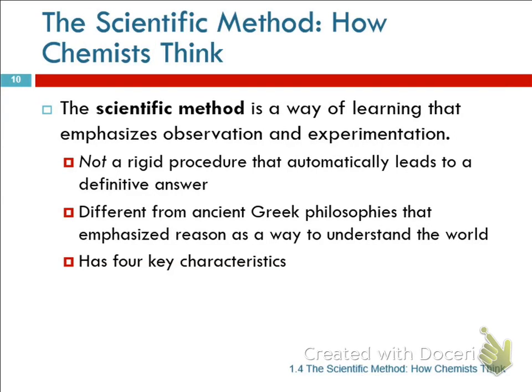The scientific method. The scientific method is how chemists think. It's also how other scientists think, but we're not talking about other scientists right now. We're talking about chemists because this is chemistry class.